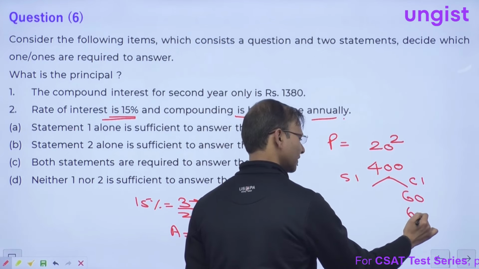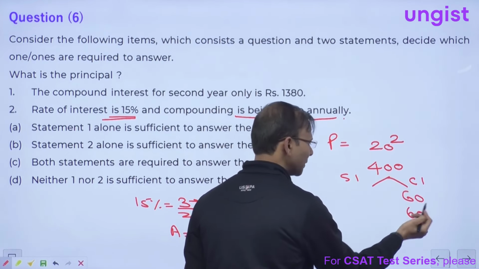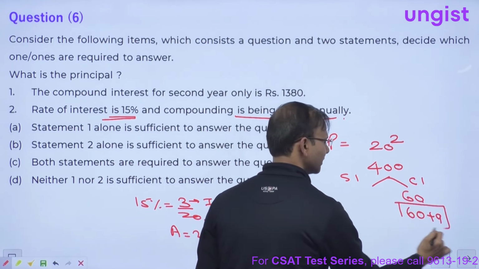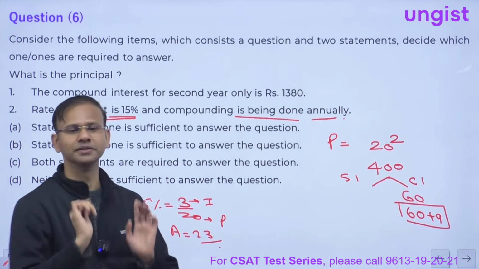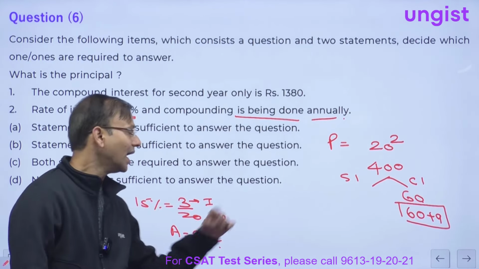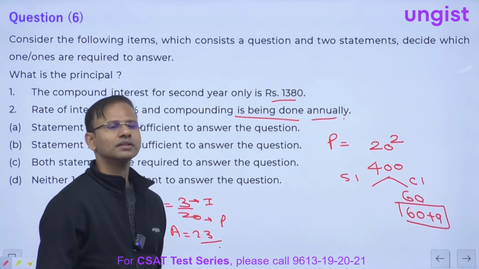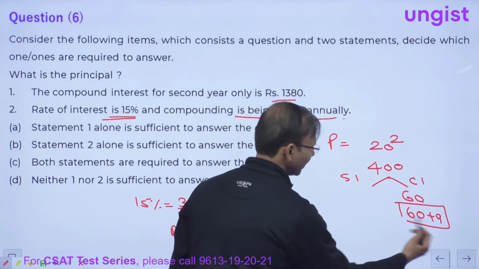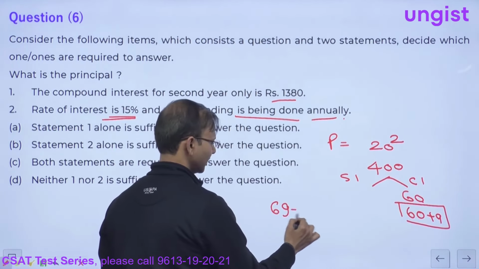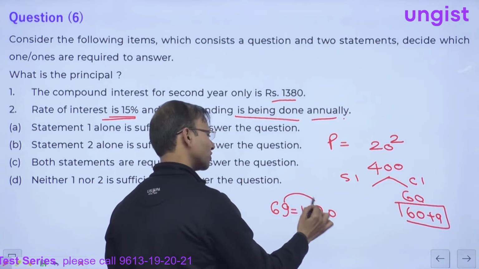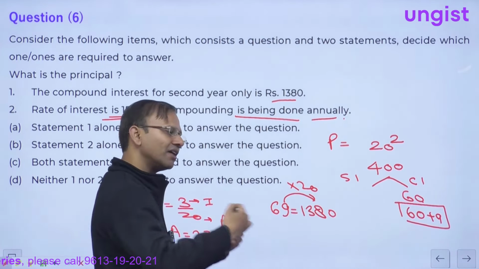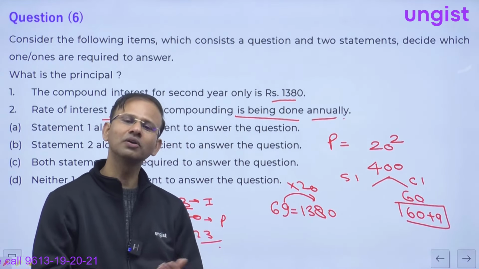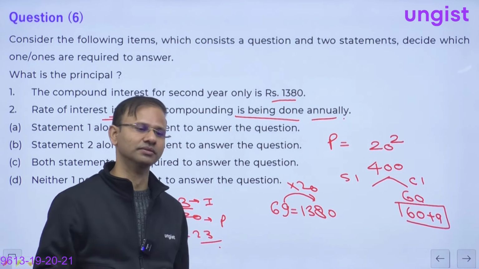For the second year it is again 15% of the principal plus 15% of this, and 15% of this is 9. So the interest for the second year only, according to us, is 69. And the question is saying the interest for the second year only is 1380 rupees. So we have found 69, and the question is saying it is 1380. This is 20 times of this. So the actual question is 20 times of that value, or we have assumed 1/20 of the actual question.